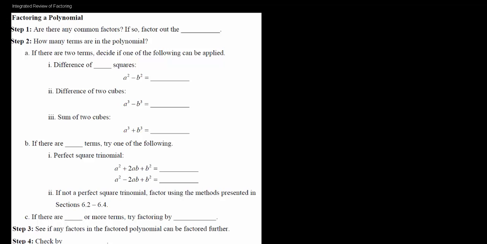So now that we have learned how to factor, it's time to do a review of what we have learned and sort of process this into some steps. We should know by now that the first step in factoring a polynomial of any kind is to look to see if there are any common factors, and if there are, we need to factor out the GCF.